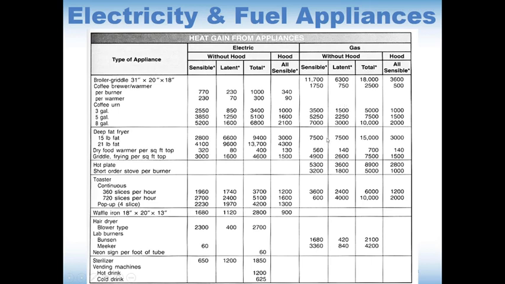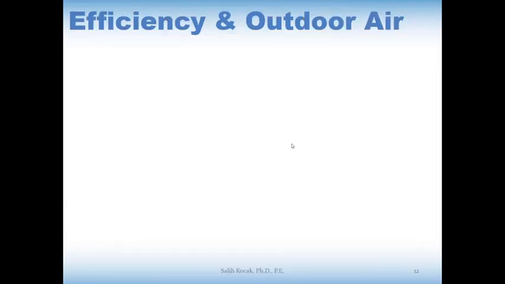And if it's gas heated without hood, sensible is going to be 7500, latent is going to be another 7500, so the total is going to be 15,000. If you have a hood, again it's going to be the same thing, like 3000 as in the electric case. So according to the type of appliance, we can use this table to integrate it into our heat gain and heat loss tables. Let's keep moving, and efficiency and the outdoor air.